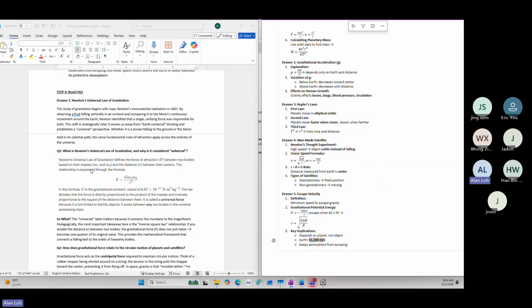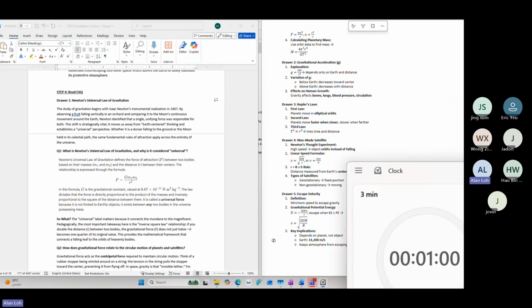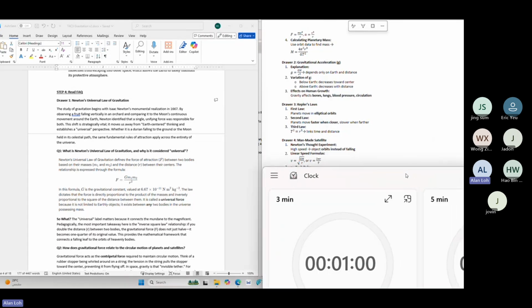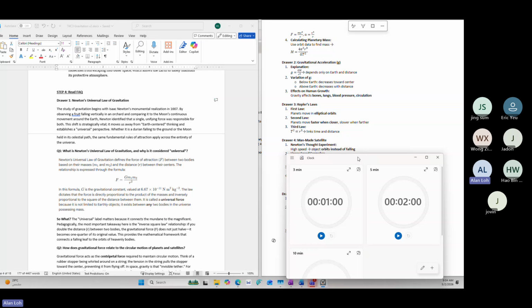I believe you have 10 questions. Every drawer will have 2 questions. So this is question number 1 for drawer 1. So let's read this in, let's do 2 minutes. Let's start now. You can read this one.